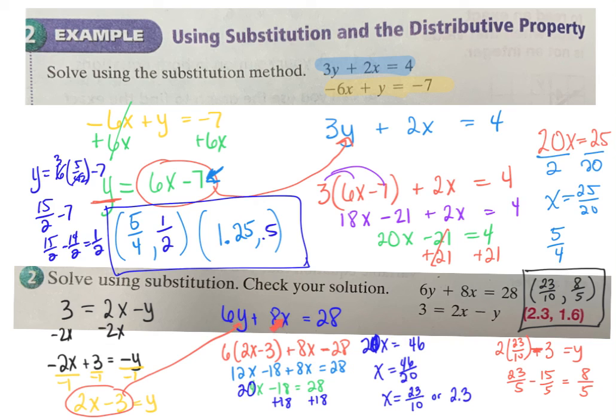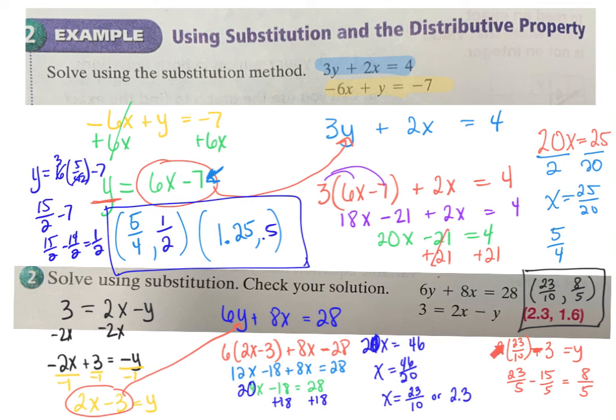6 times y plus 8x equals 28. So 6 times my 2x minus 3 plus my 8x equals 28. Distribute. 12x minus 18 plus 8x. 12 and 8 combine to get 20x minus 18. Add your 18, 20x equals 46. Divide by 20, reduce: 23 over 10 or 2.3, depending if you like decimals or fractions.